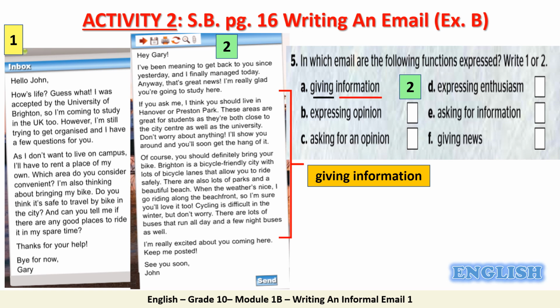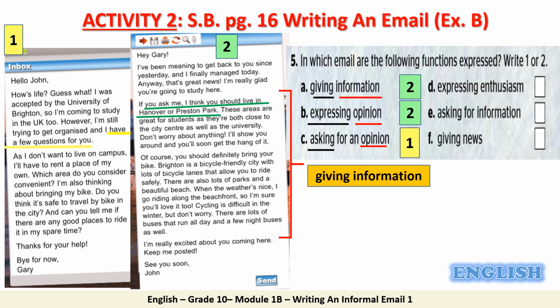B. Which email is expressing an opinion? Is it 1 or 2? Email 2. And this is the evidence. Perfect. C. Which email is asking for an opinion? Is it email 1 or 2? Email 1. As you can see, Gary is asking John to share his opinion.